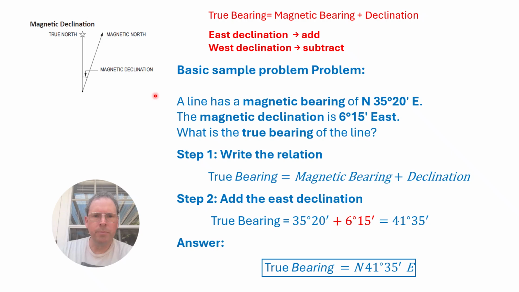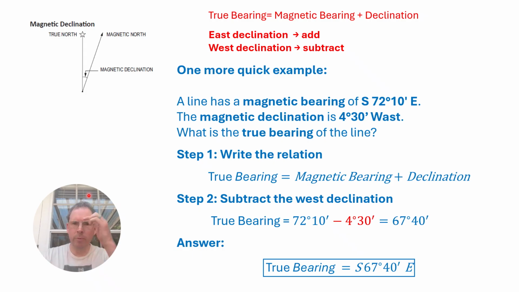So a basic sample problem: a line has a magnetic bearing of north 35 degrees 20 minutes east. The magnetic declination is 6 degrees 15 minutes east. What is the true bearing of the line? So just go ahead and write the equation that I wrote for you here, and add the east declination. Like I told you, you add it to the magnetic bearing, and the answer is 41 degrees 35 minutes, so it'd be north 41 degrees 35 minutes east.